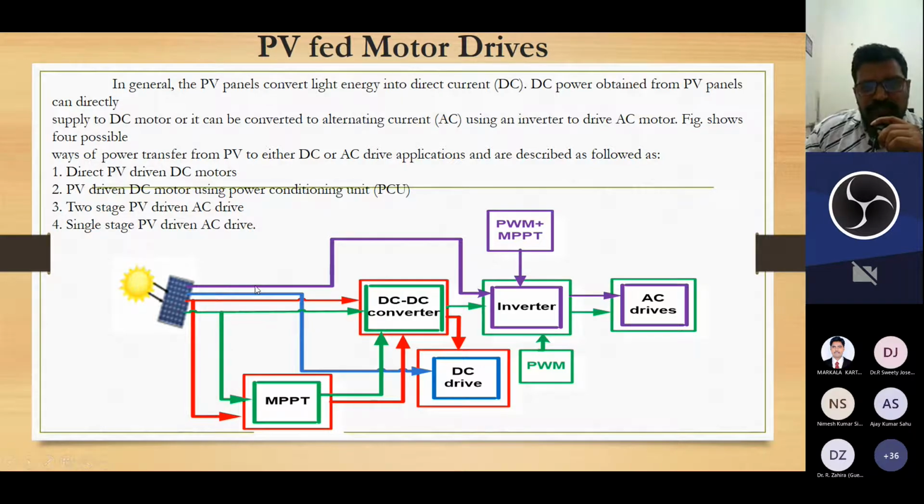So this violet path shows the PV power transferred directly to the inverter, where the inverter provides the PWM and the MPPT is applied with the help of the inverter. This means the MPPT concept is also included in the PWM itself. Whatever pulses we give to the inverter will take care of the MPPT as well as the control of the AC drives.